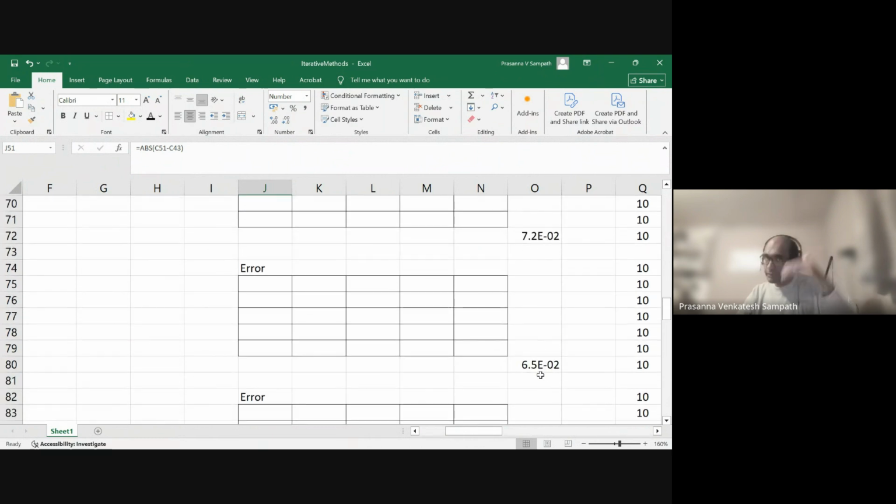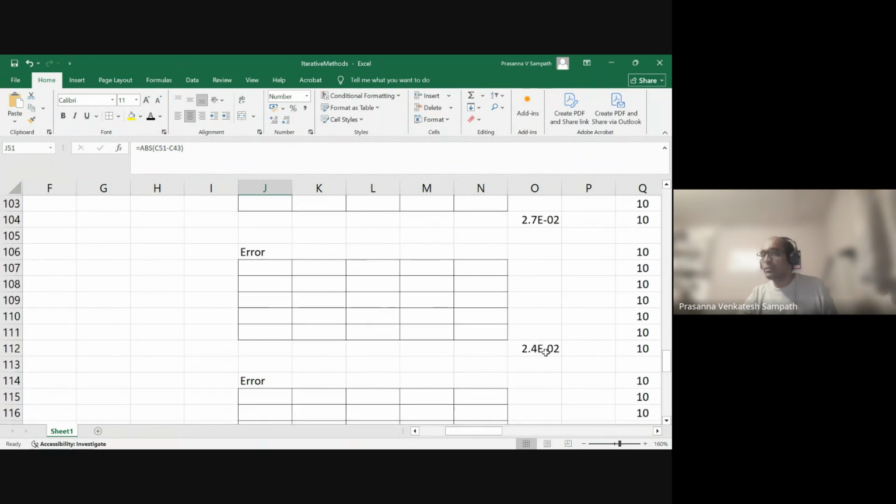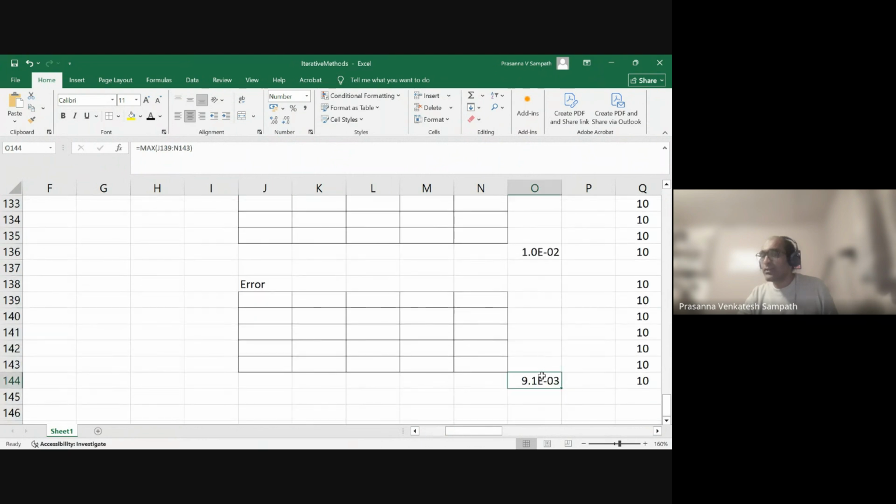Next iteration, it goes down even further, 6.5, and then 4.4, and then 4, and then 2.7, and then 2.4, and 1.7, 1.5, 1, and then finally it goes below 1e minus 2. So if the tolerance is 1e minus 2, it takes some 14 or 15 or 16 iterations for the error to be less than 1e minus 2 in every cell of my domain. Okay, so this is the Jacobi iteration method. It took around 15 or 16 iterations to reduce by this amount.